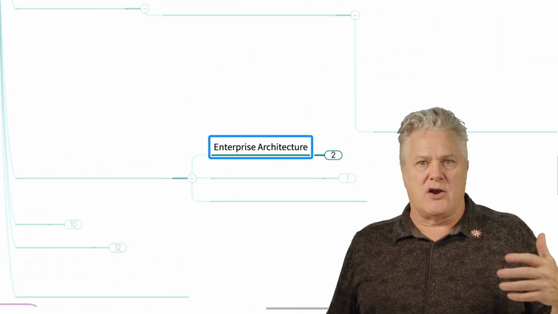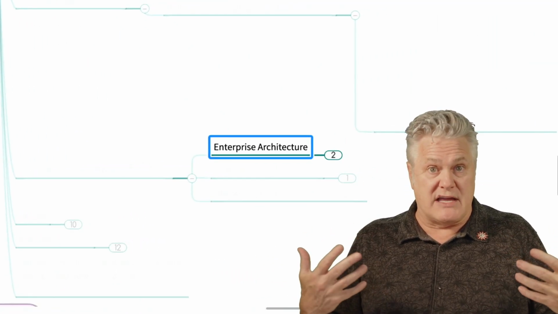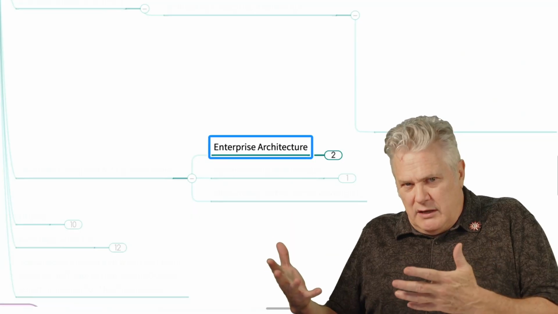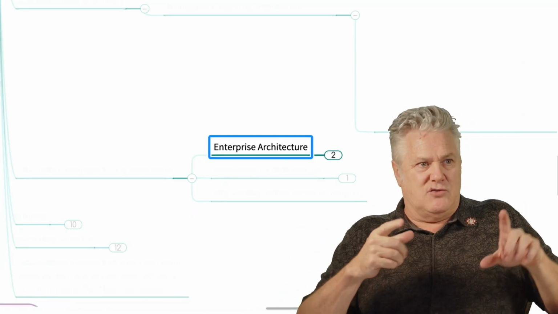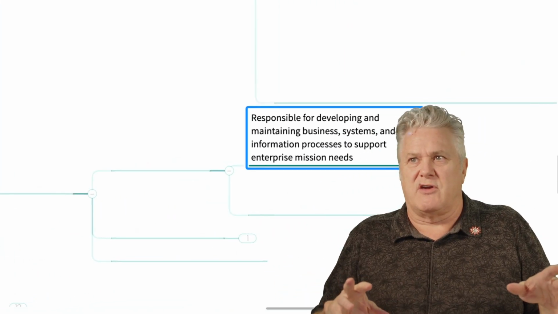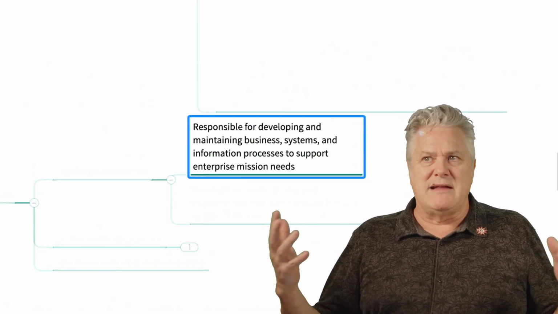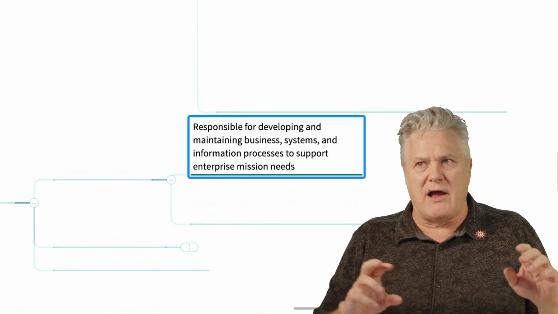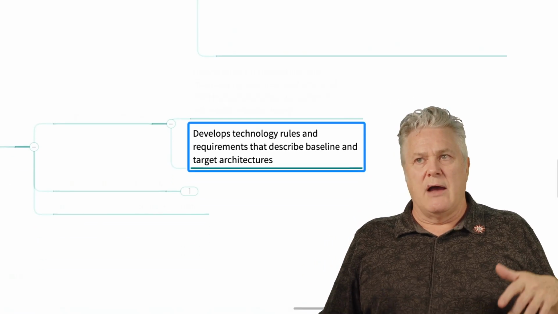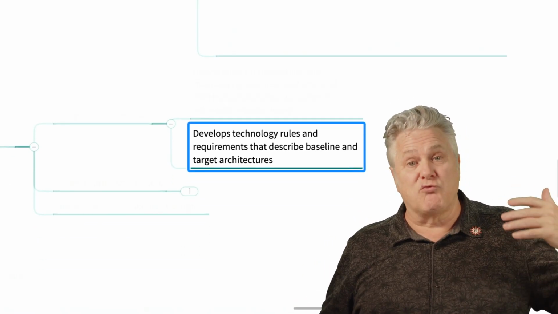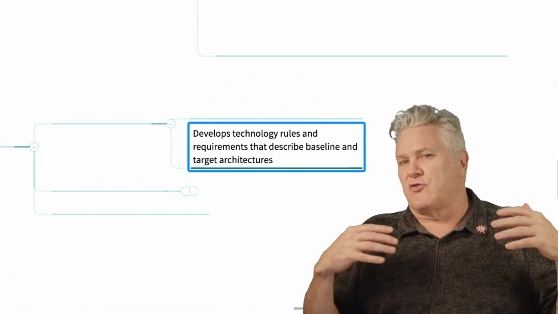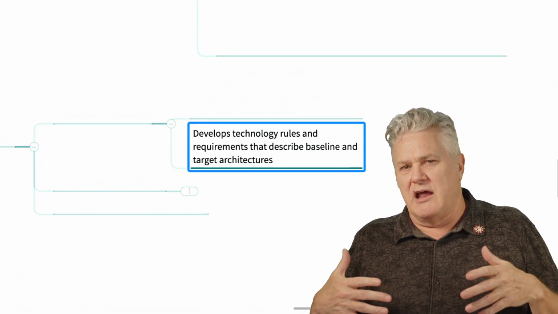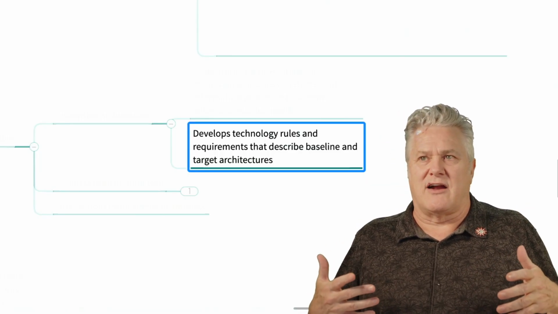The first one is the enterprise architect, which is what we're talking about doing, being, and then we're pointing at the thing that we're touching, okay? And that's developing and maintaining business systems, information processing, and support for the enterprise mission needs, and we develop technology rules. This is a little bit more strict than we see in most corporate entities that are out there.